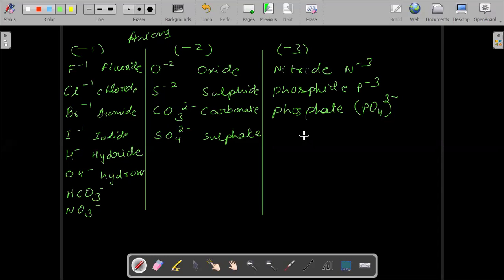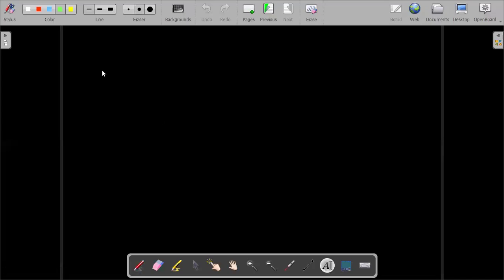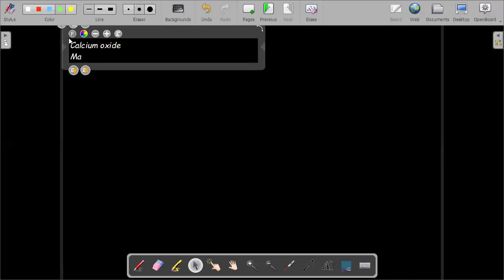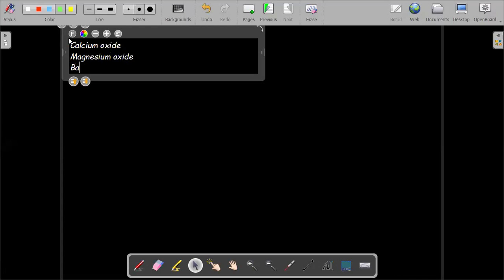Now, why do we need this? Why are we supposed to know all this? To be able to find out the formula of a compound. Using this, we can find out the formula of a compound. Let's see how. Suppose I want to make the formula for calcium oxide. I want to form the formula for magnesium oxide. I want barium chloride.